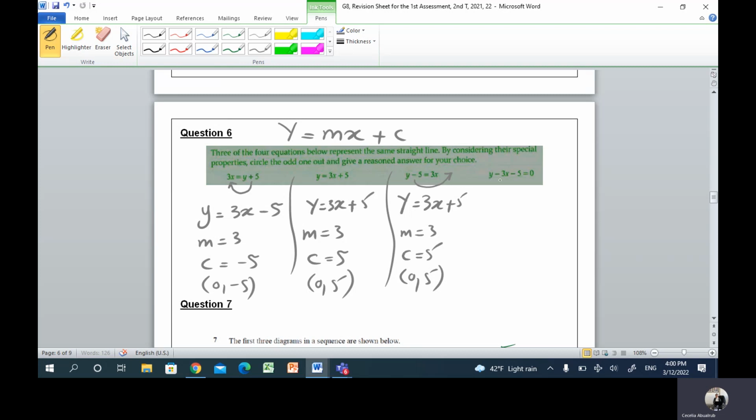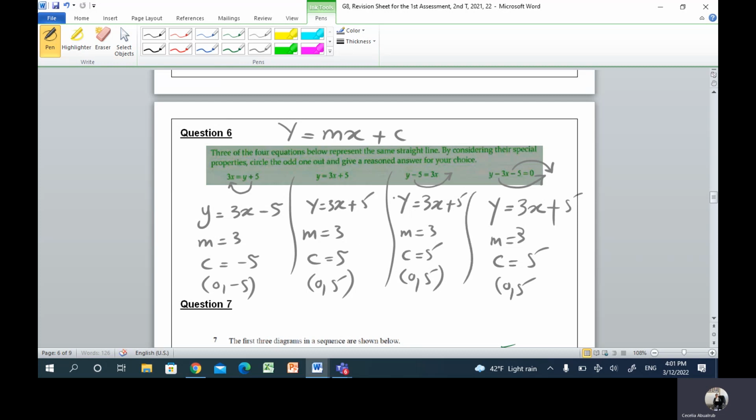Here, we need to make y the subject, so we will transfer negative 3x to the other side and negative 5 to the other side. So y will stay on its own, and when we transfer the negative 3x to the other side of the equal sign, it will become 3x. When we transfer the negative 5, it will become plus 5. So m is equal to 3, which is the coefficient of x. C is going to be 5, so the y-intercept is (0, 5).